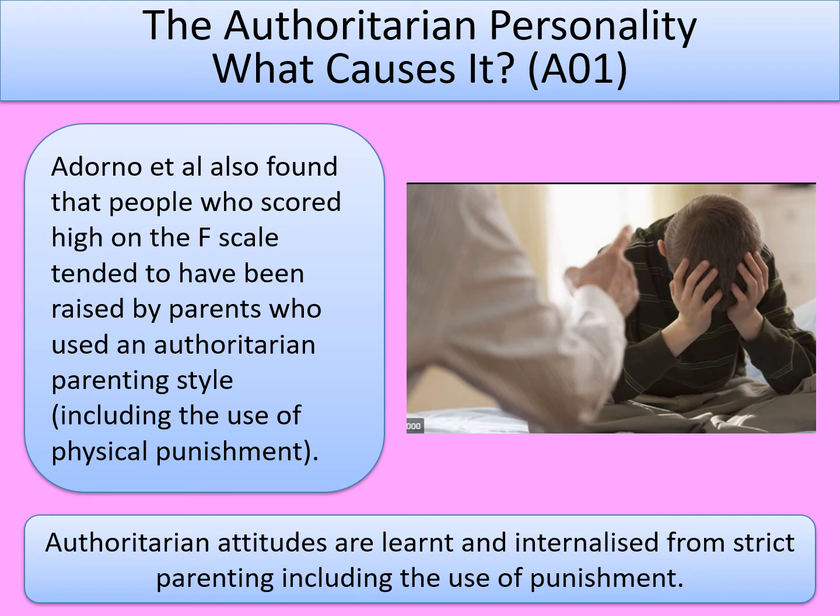And this is a really important thing to make a note of, because it's saying that if you've got an authoritarian personality, this personality is developed from childhood. You've internalized this strict upbringing and it's become part of who you are. And so you grow up with the idea that you have to obey legitimate authority, because if you don't, there will be consequences such as physical punishment.